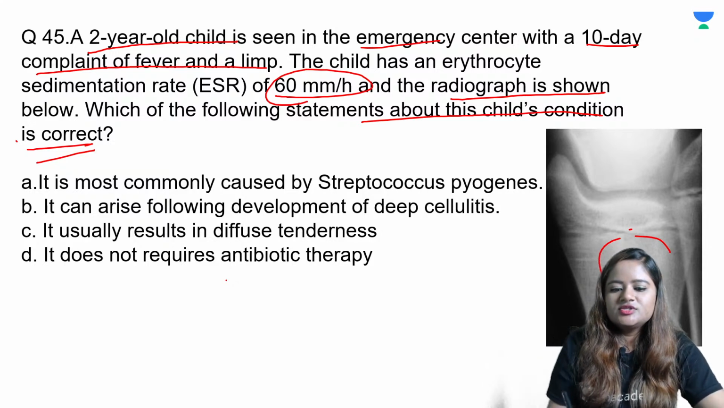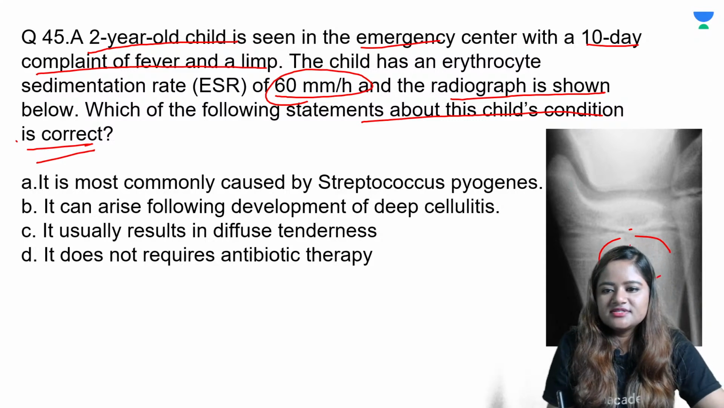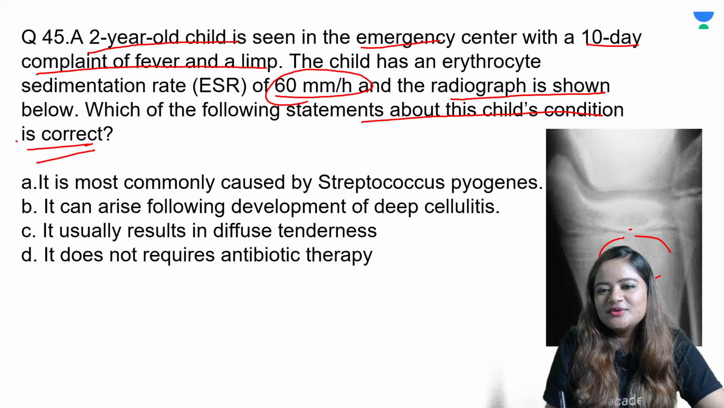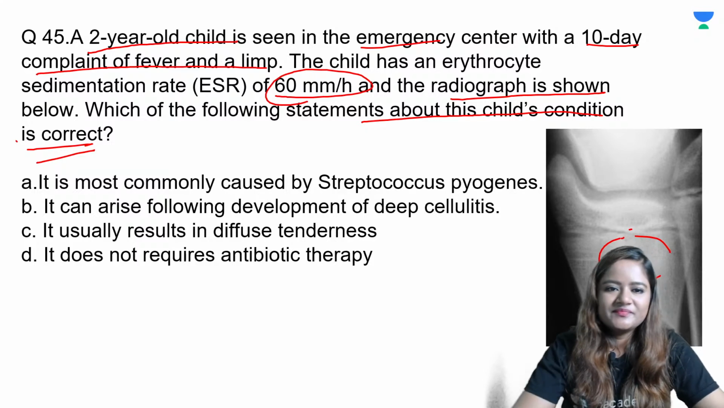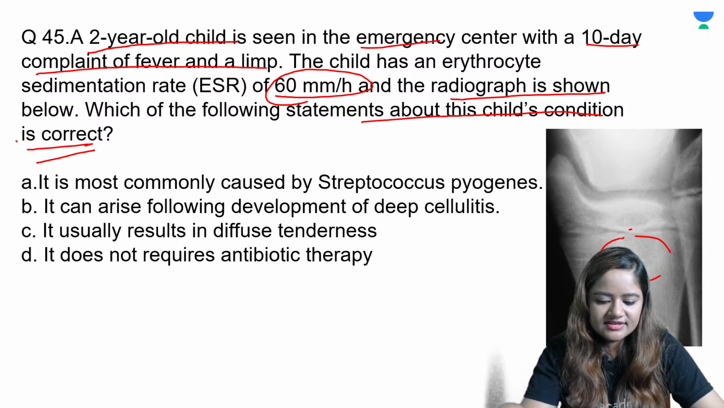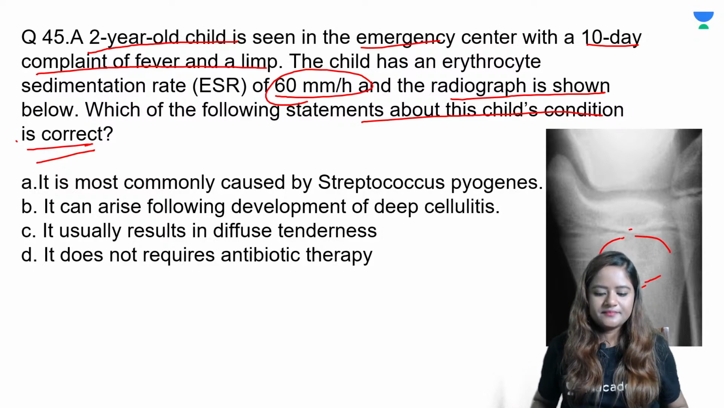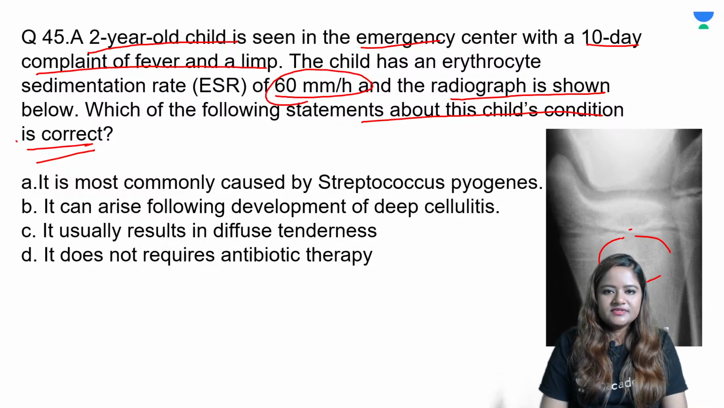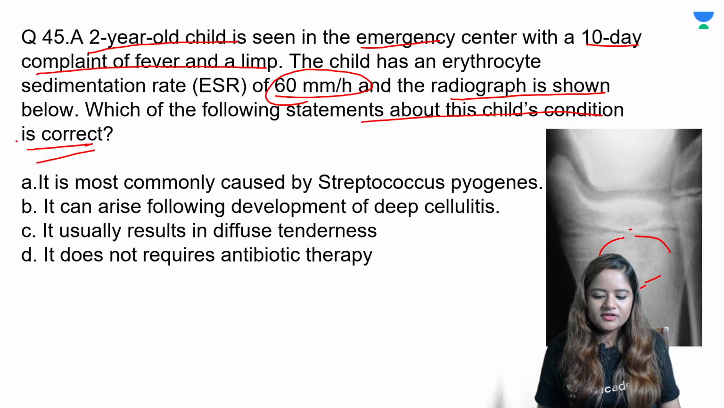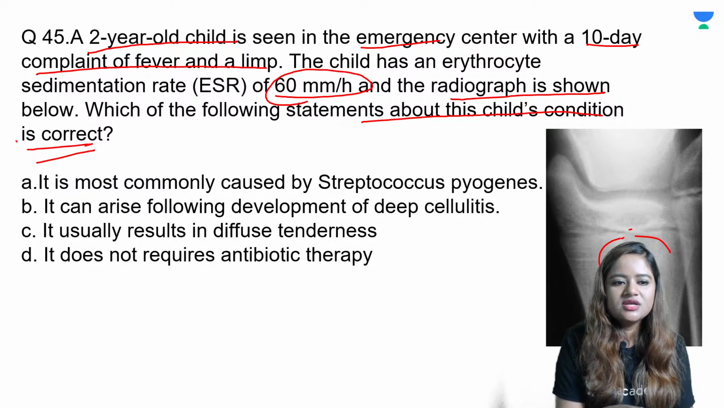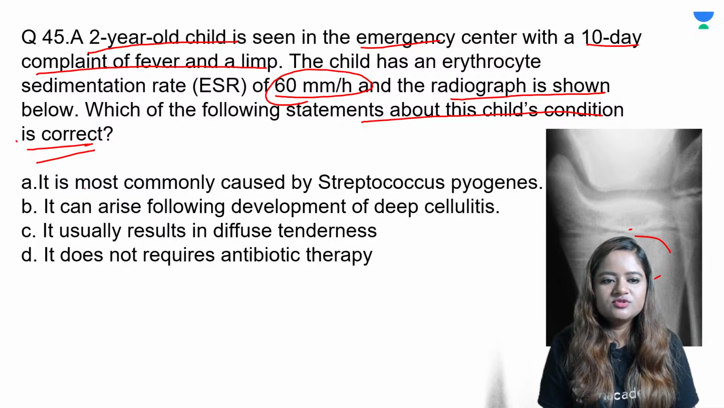Okay? The X-ray, because I'm sitting over here, is not visible. So the X-ray basically just shows a localized swelling in the bone. So what condition is it talking about and which statement is true about this clinical condition that we are discussing? So we are dealing with which condition? It is osteomyelitis.